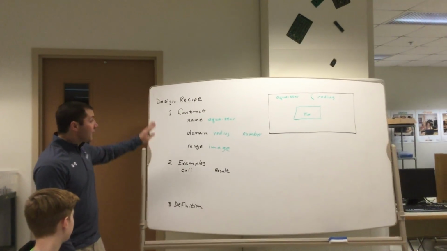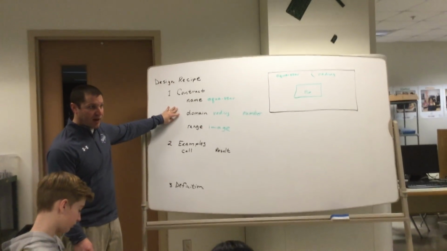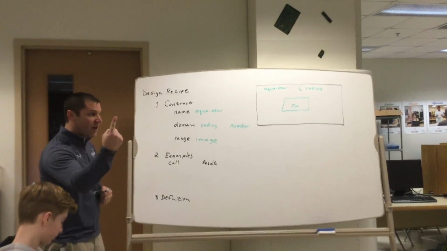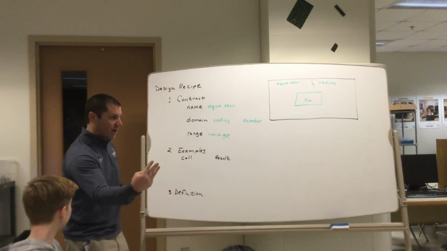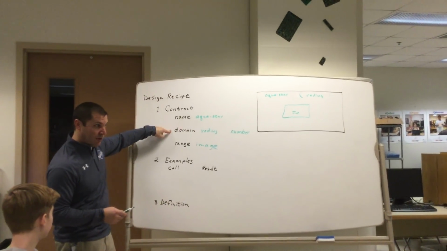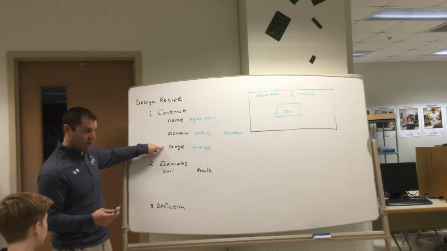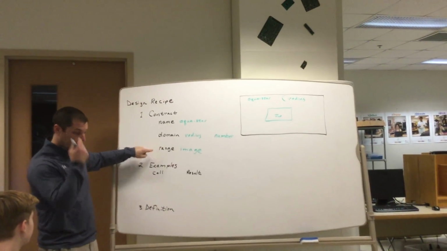So that's the first part. You can't do anything down here until you have your contract set up. So here's what you need to know. You need to know what's the name, what's it take in, what's it going to make. Okay? And that's real simple. Name, what it takes in, that's the input, the domain. What it makes or what it produces is the range. Everybody okay with that? Okay.